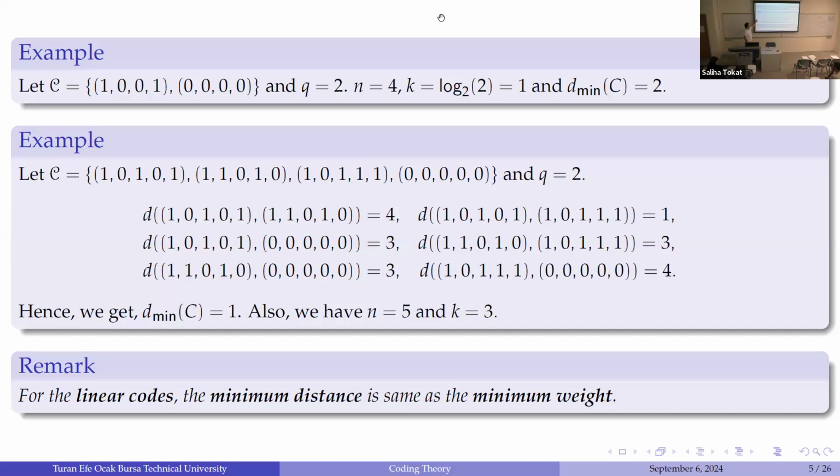I have another example about it. Here's our code set. When we look at each code word to find the minimum distance, there are 4 entries different, there are three, etc. And the minimum distance is equal to 1 because it is the minimum. For a linear code, the minimum distance is the same as the minimum weight.